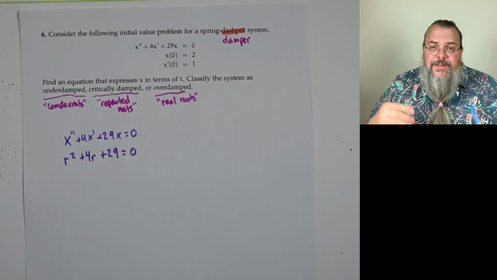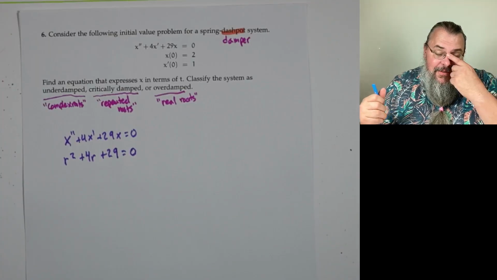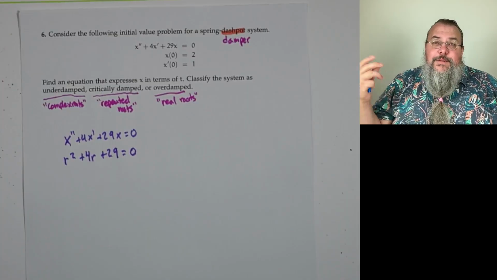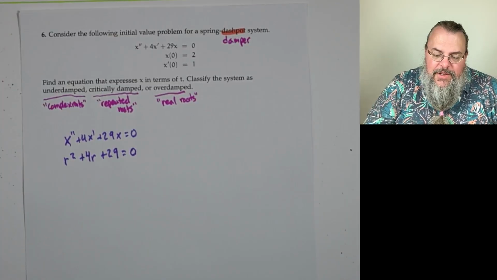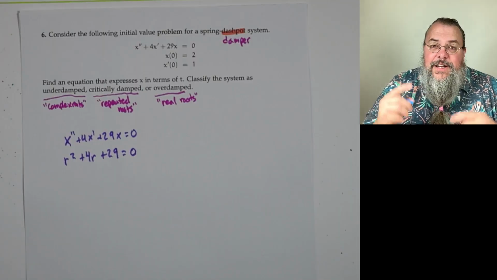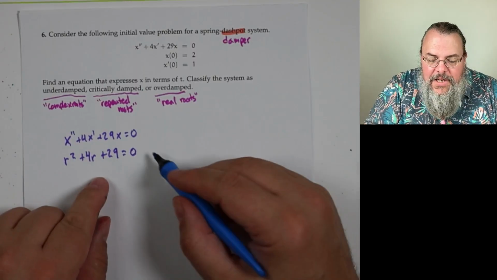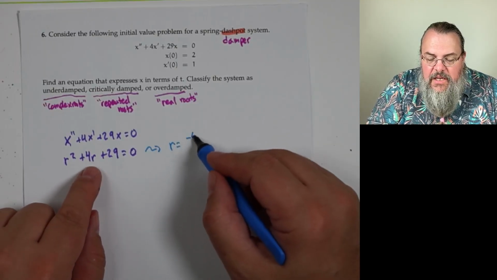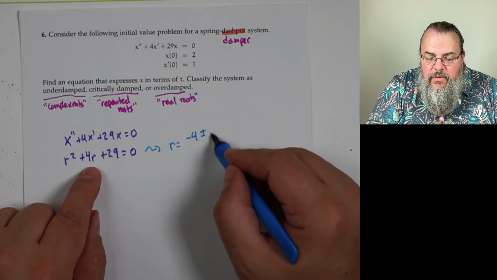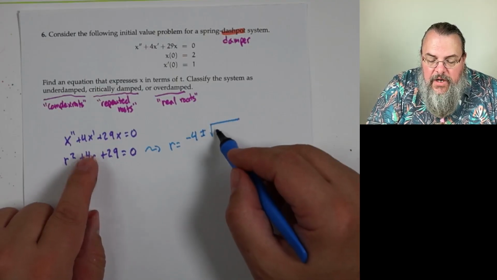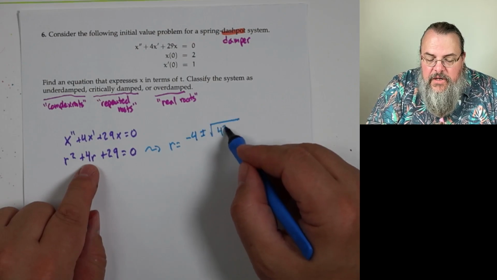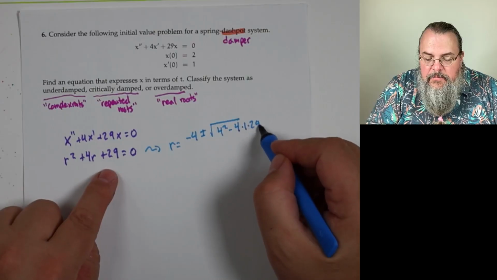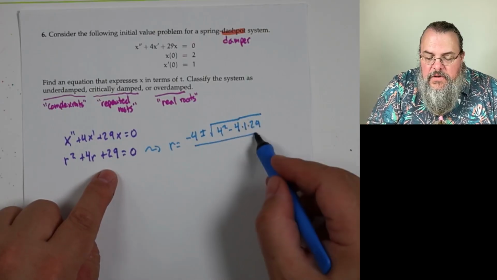I'm just going to go ahead and see if I can't do it by using the quadratic formula. An oldie but a goodie. Completing the square will also work pretty well here. But okay, so r is equal to negative b plus or minus the square root of b squared, so that's 4 squared, minus 4ac, all over 2a.